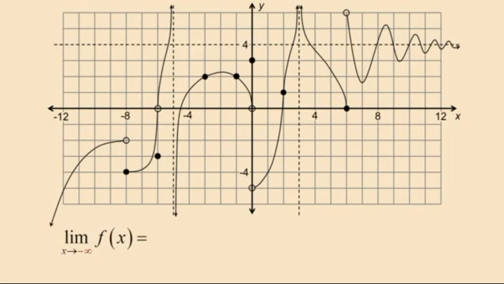Let's finish now by finding the limit as x approaches -∞ of f of x. Notice that as x decreases without bound, the function values also decrease without bound. Therefore, the limit as x approaches -∞ of f of x is equal to -∞.